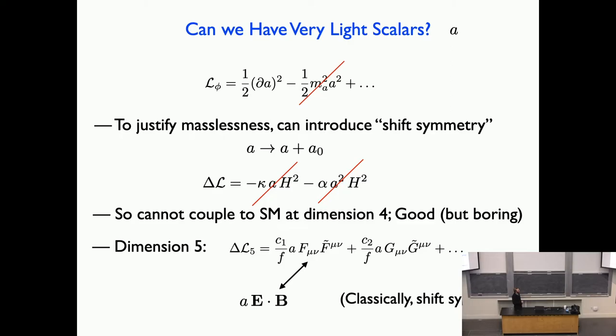And I wrote F mu nu twiddle. So that twiddle is some dual tensor. But if you write it out, it's in fact just the dot product of the electric and magnetic fields. This is a good Lorentz invariant quantity that you can include.